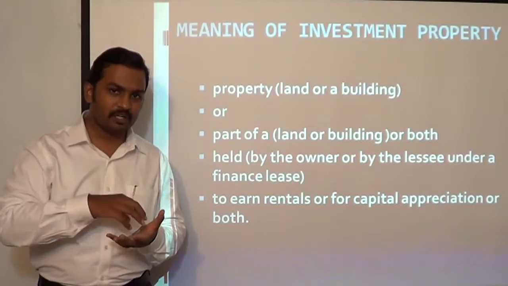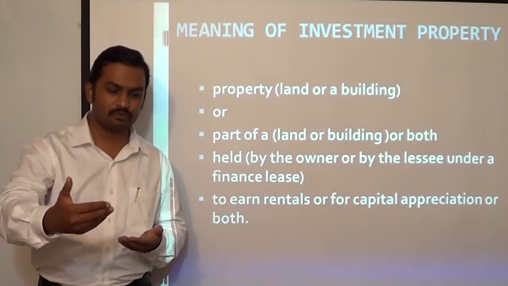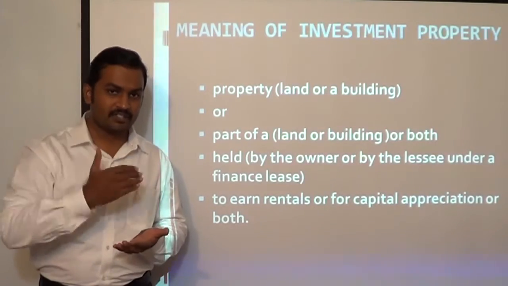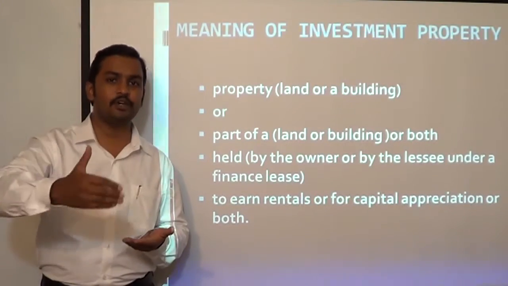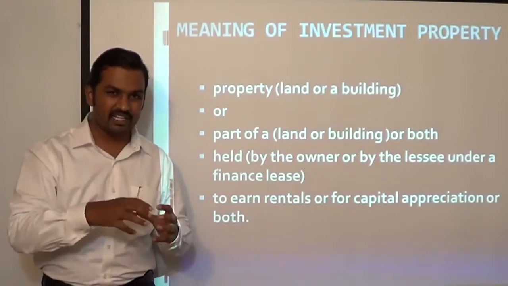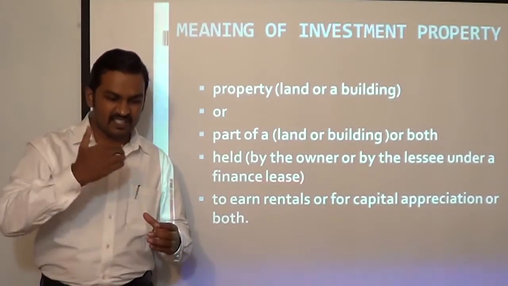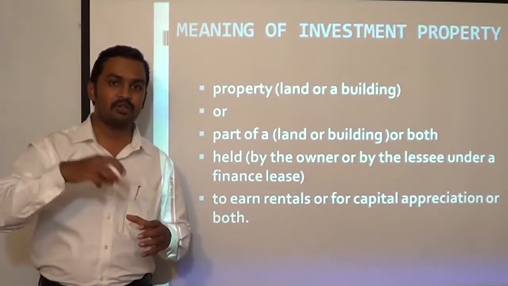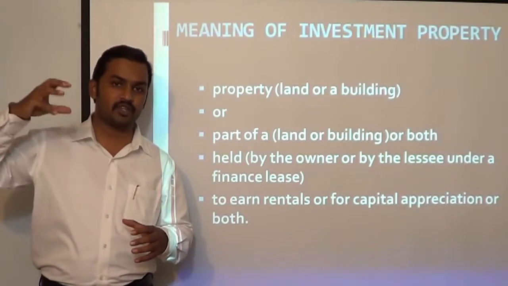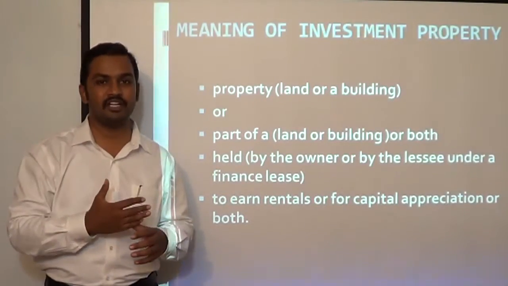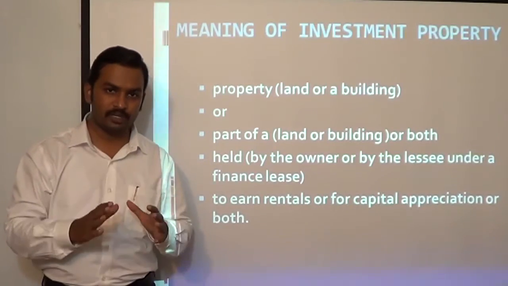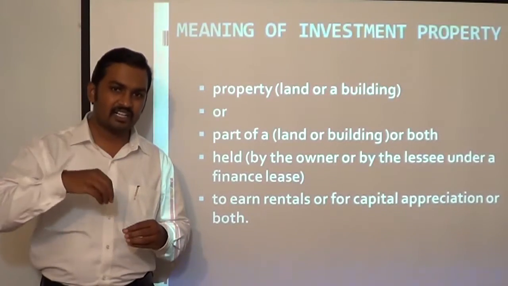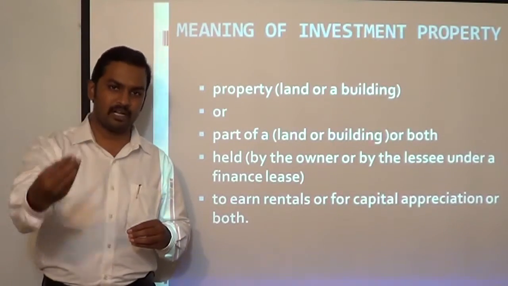But this property should not be held for use in production of goods, provision of services, administrative purposes, and such property should not be held for sale in the ordinary course of business. So if you are holding any property, land or building, for sale in the ordinary course of business, it satisfies the definition of inventory. Accounting for it would depend upon the requirements of Ind AS 2, not based on Ind AS 40. So we are talking about property that is land or building, part of land or part of building, which is held for earning rentals or for capital appreciation.